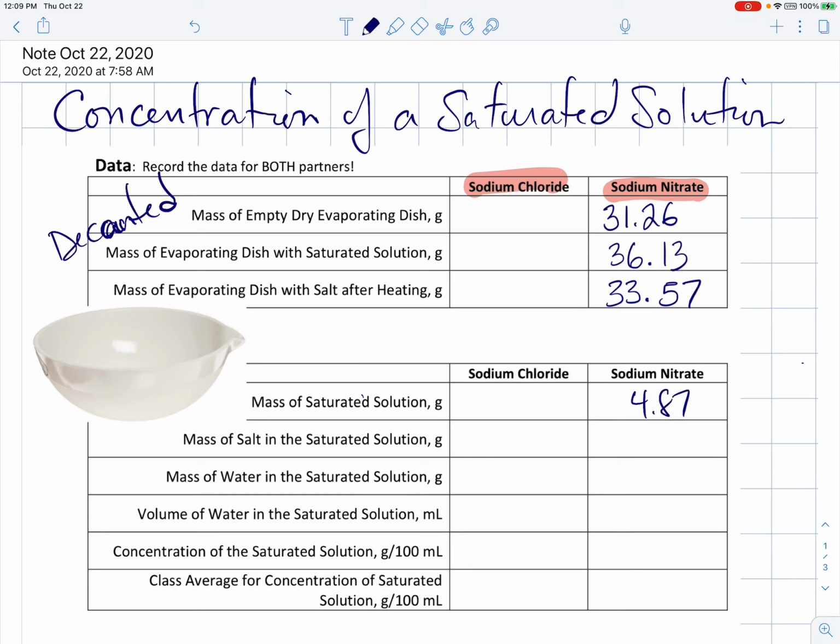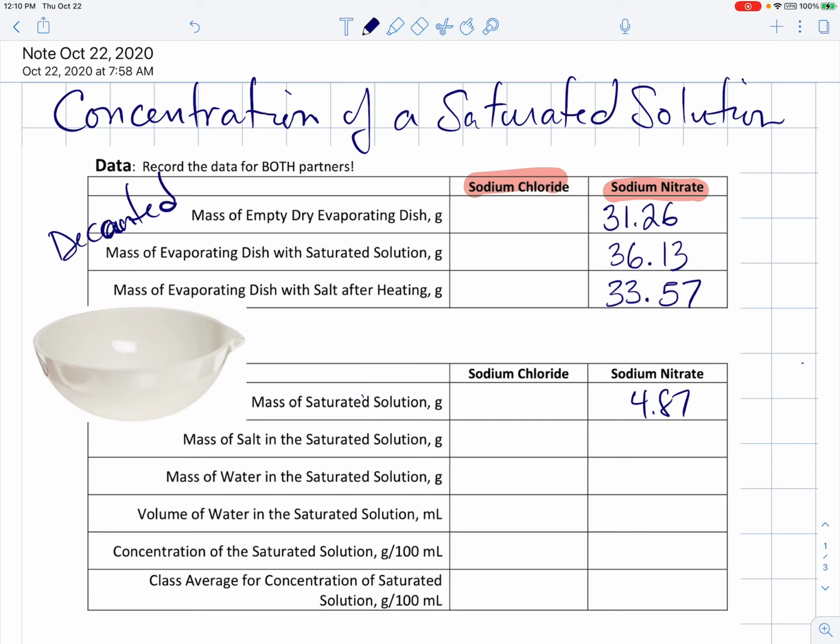We then let it cool, and we weighed the dish with the salt, the third number in the table up above. The dish with the salt was 33.57 grams. Notice that that was less than the dish with the saturated solution. So why did the mass go down? Well, water escaped. So then the difference between those two numbers must give me the mass of the water that had escaped. But the water that escaped was the water that was in our solution. So it's the mass of water in the solution.